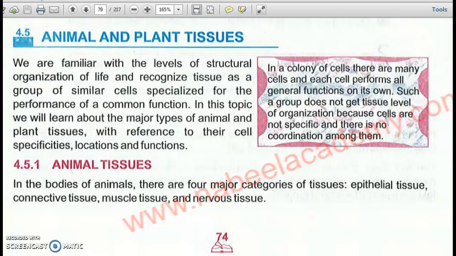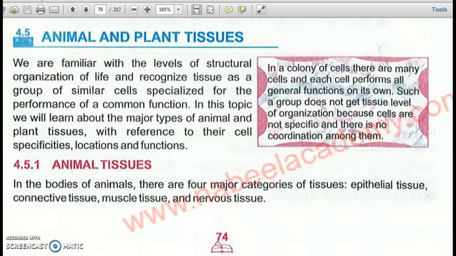Today we are going to discuss animal tissues. We are familiar with the levels of structural organization of life and recognize tissue as a group of similar cells specialized for the performance of a common function. In today's topic we are going to learn about the major types of animal tissues and their specificities, their location and their function.